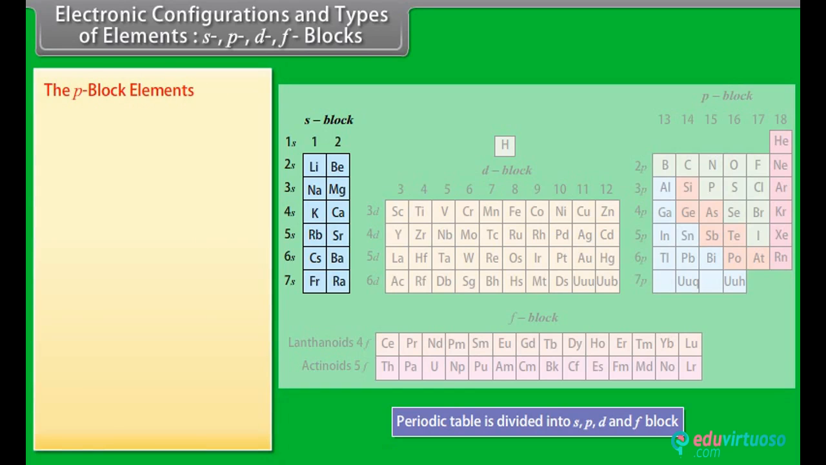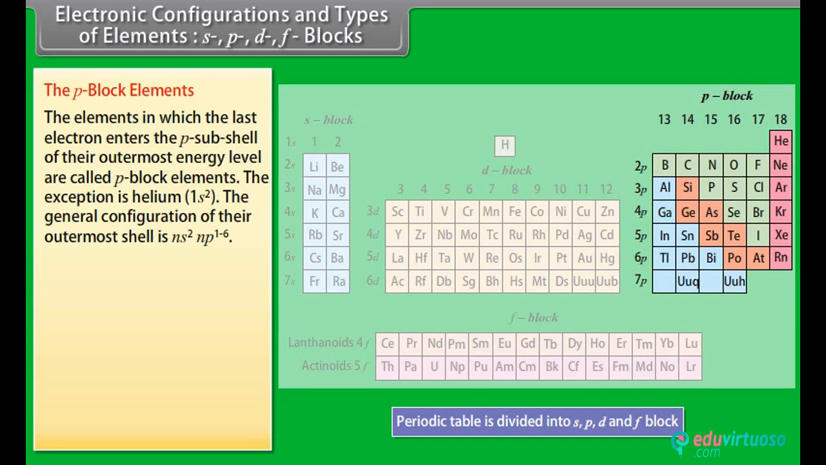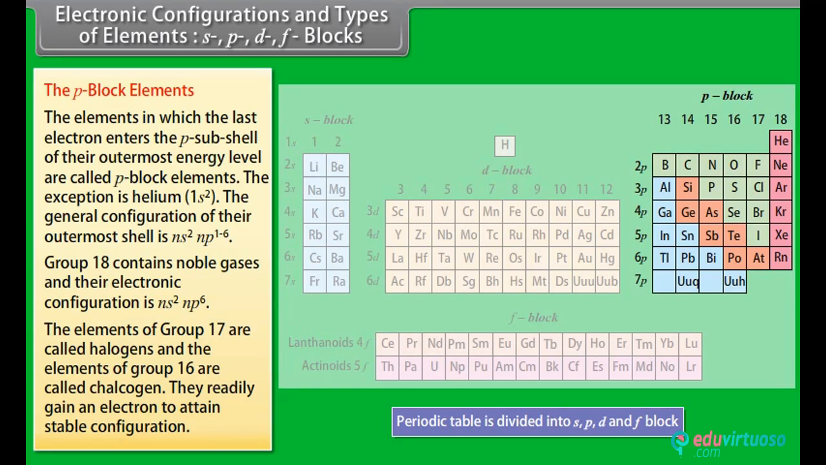The p block elements. The elements in which the last electron enters the p subshell of their outermost energy level are called p block elements. The exception is helium. The general configuration of their outermost shell is given. Group 18 contains noble gases and their electronic configuration is given. The elements of group 17 are called halogens and the elements of group 16 are called chalcogens. They readily gain an electron to attain stable configuration.